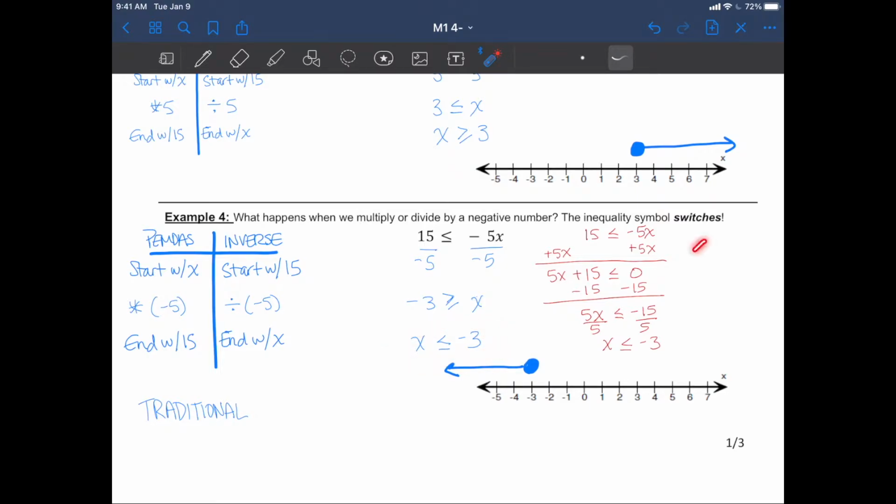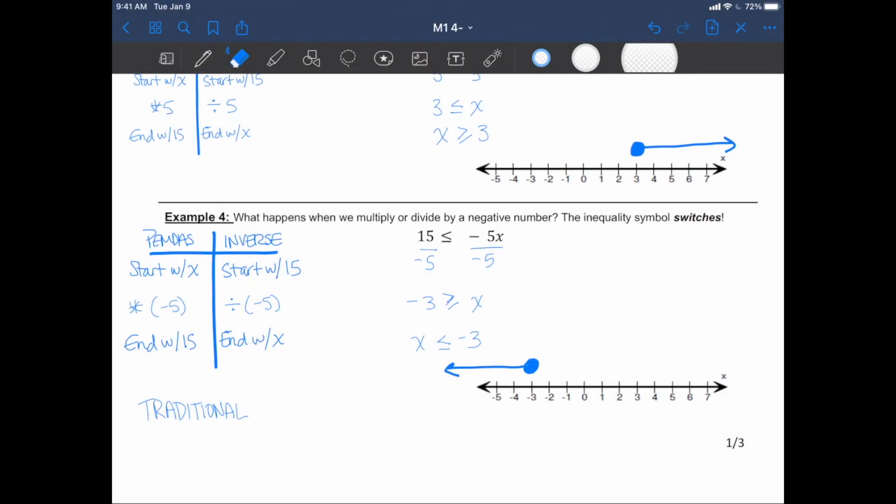This is the reason, this is the algebra behind this. So if you can understand that whenever you multiply and divide by a negative number, you just need to switch the inequality, you can actually save yourself some steps, okay? Because it took this long to get to the same result.